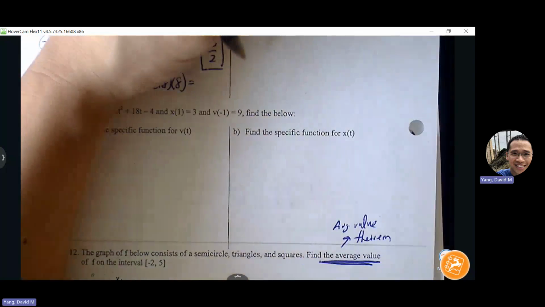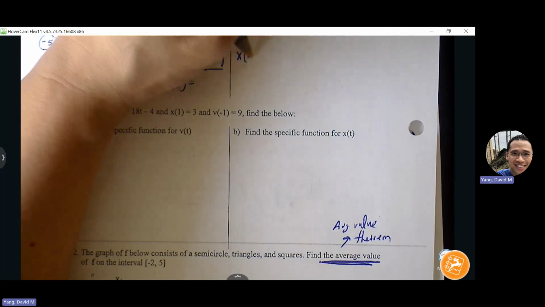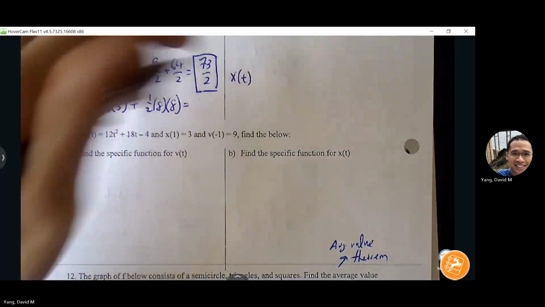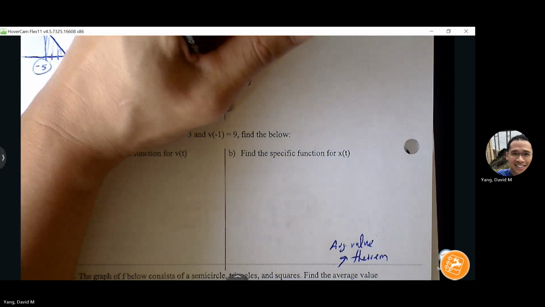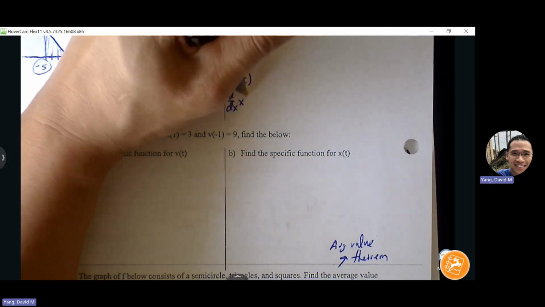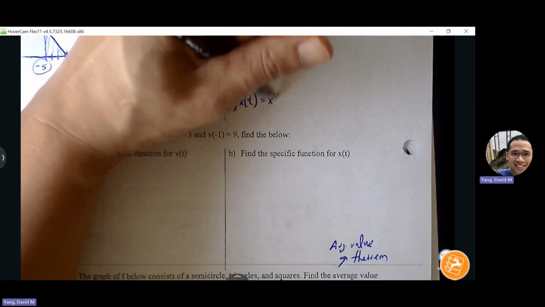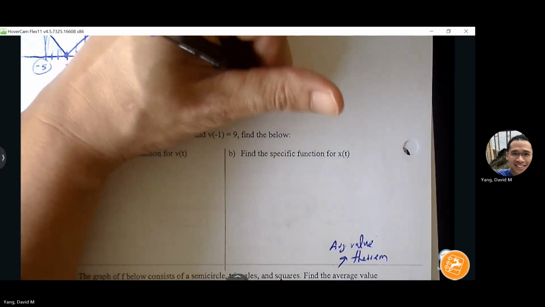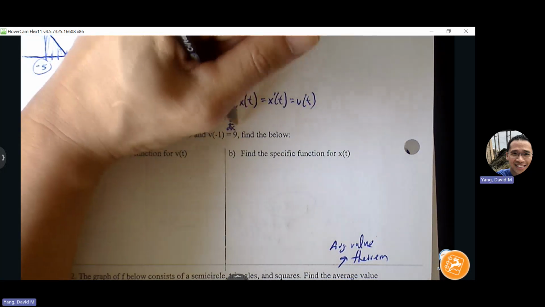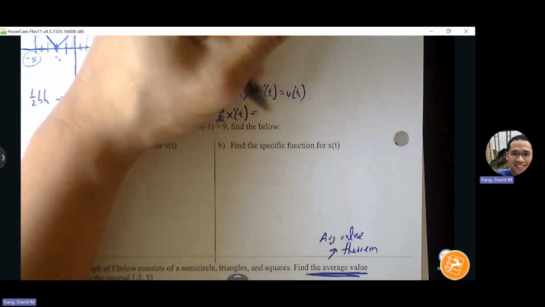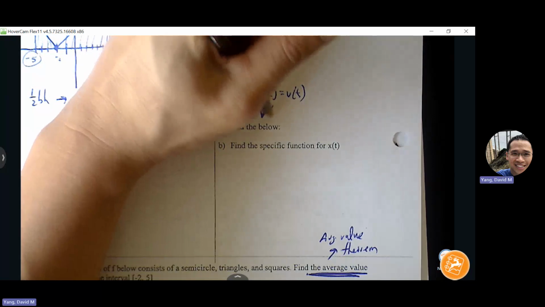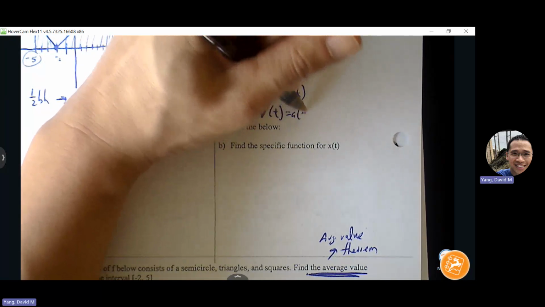Now let's go back. Let's review from first semester here. Let's say I had a position function as x of t. What's the derivative of position? Velocity, right? x prime, which is velocity. And then what's the derivative of velocity? Acceleration. So it's v prime of t, or a of t.